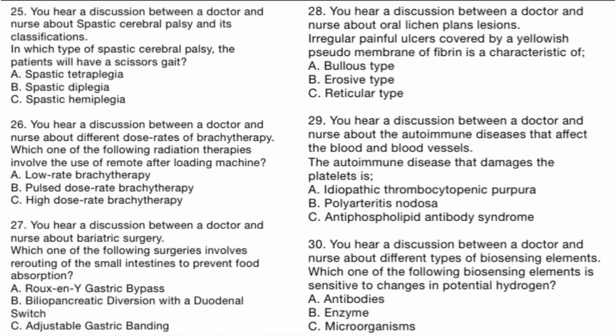Antibodies are sensitive to changes in potential hydrogen, ionic strength, chemical inhibitors, and temperature. Immune sensors usually employ optical, fluorescence, or acoustic transducers.